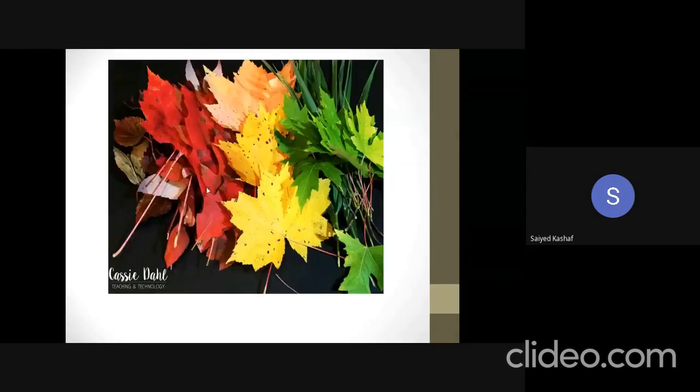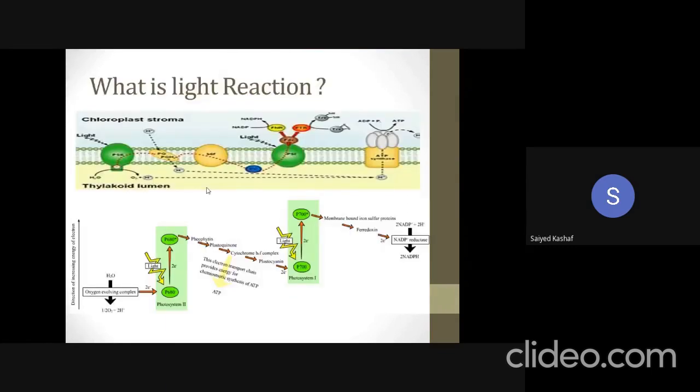So now we have discussed what those pigments are, what their functions are, and at which spectrum they absorb light. Now we will discuss how they capture the light, right? This is also known as the light reaction. We already know that the light capturing agents are present in the thylakoid, and the light reaction also takes place in the thylakoid membrane.